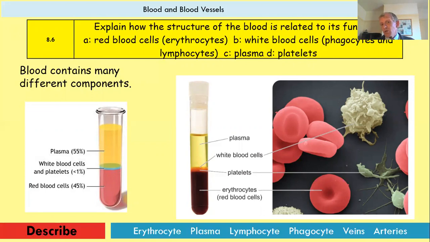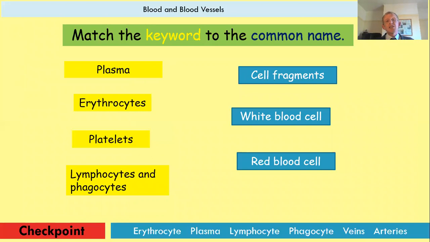These are small parts of cells, fragments of cells that don't have a nucleus. They're a little bit sticky, and they're what you use to form scabs when we cut ourselves, and their main function is to prevent the loss of blood. So we've got here some keywords, and we've also got some common names that you probably came across in your earlier work in years 7 and 8.